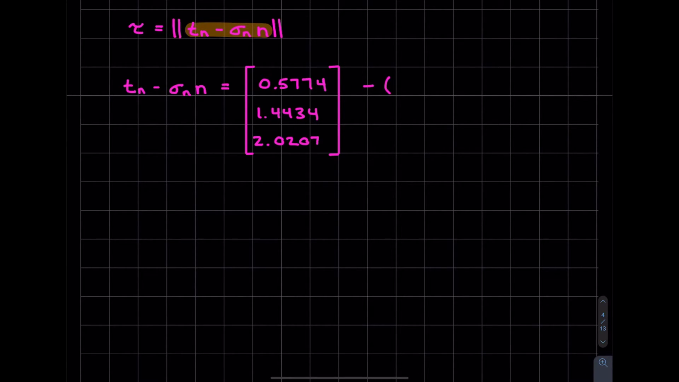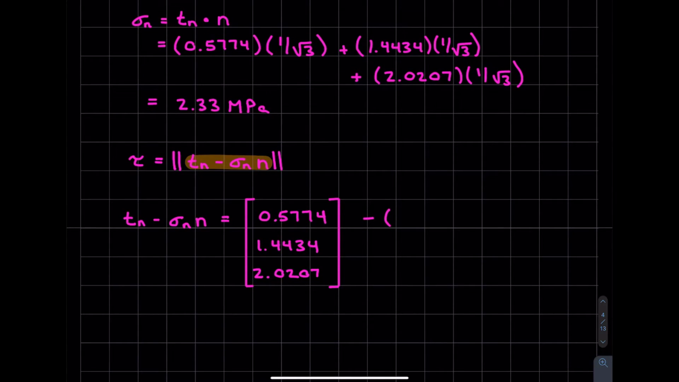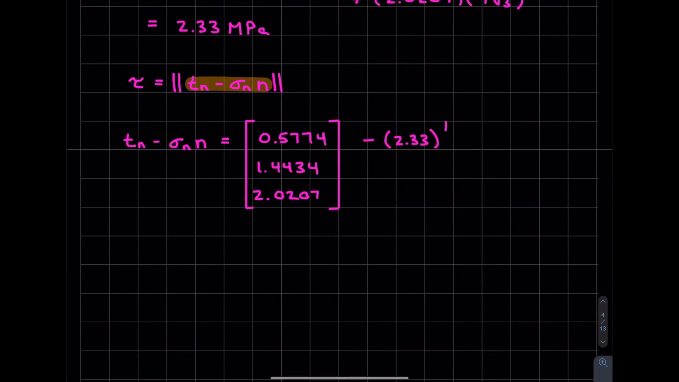Our sigma n, which we found above, is 2.33. So this is just a scalar number. You guys are probably so sick of me slurring my words. It probably sounds like I'm intoxicated as I go through the tutorial. And then, of course, our normal vector is just 1 over root 3 for all of them. So 1 over root 3, 1 over root 3, 1 over root 3.